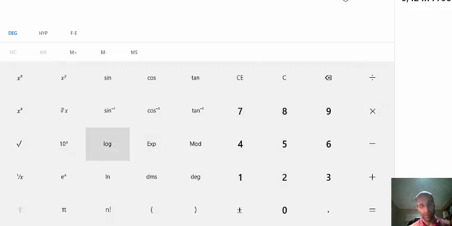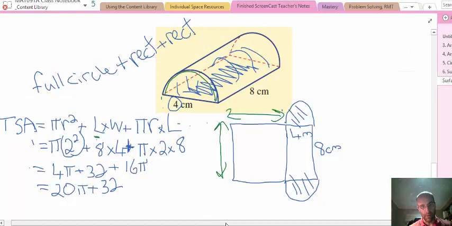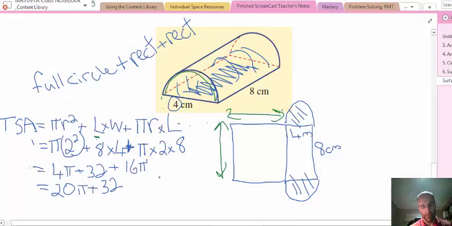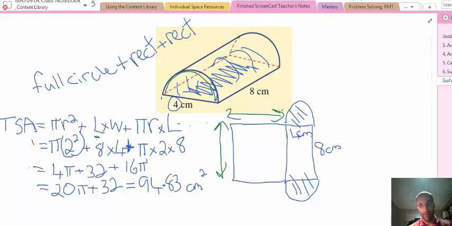20 times pi equals, and then the rest of it was 32 plus 32, 94.83. So we put in 94.83 centimeters squared, because it's an area. I've just seen a little mistake. That should be centimeters.